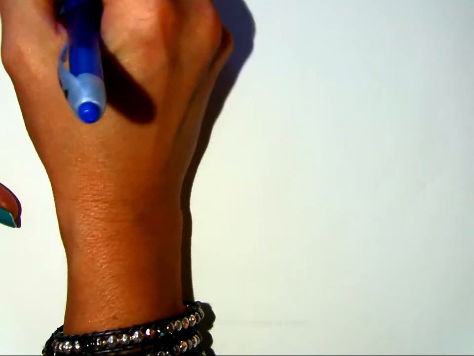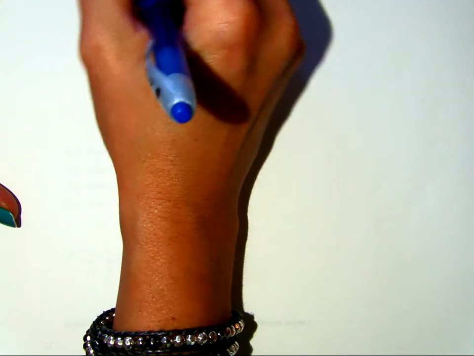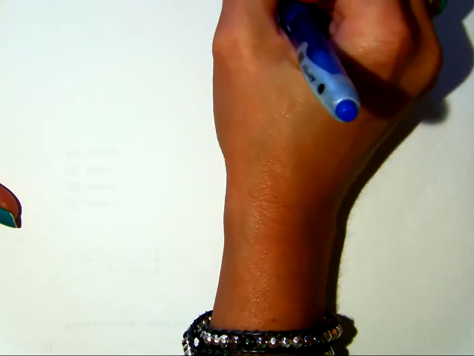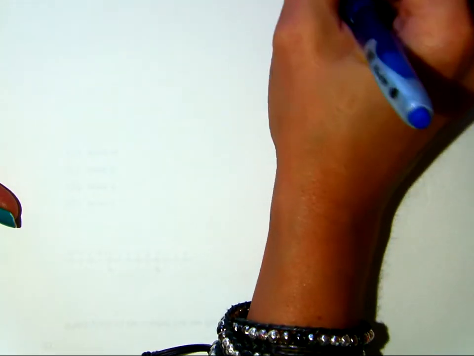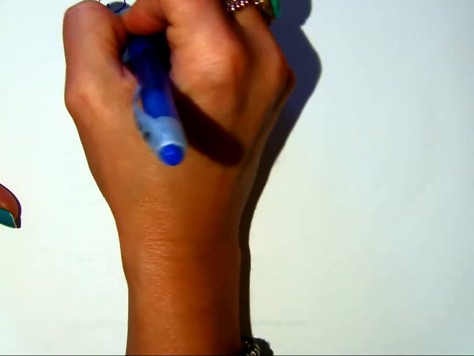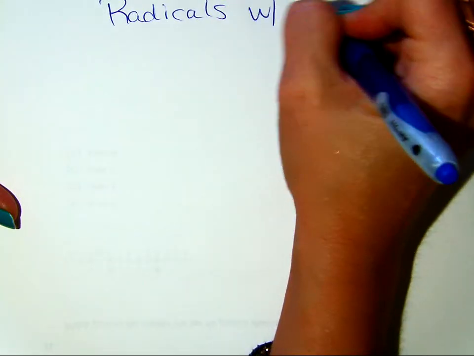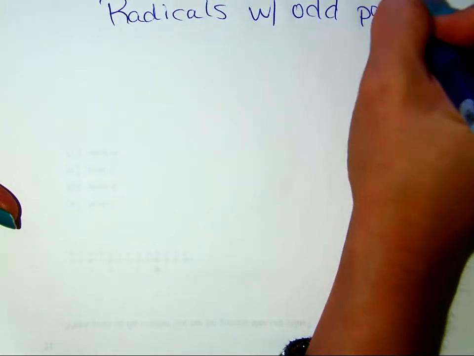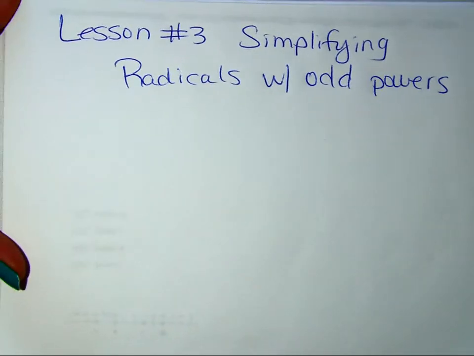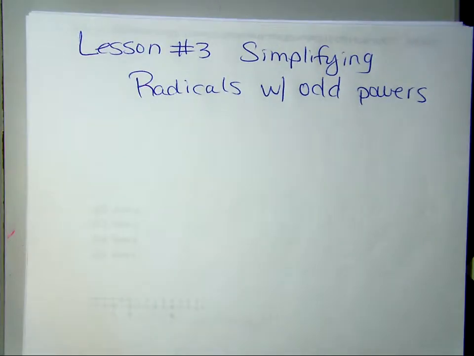So this is radical lesson number 3, simplifying radicals with odd powers today. So yesterday was even. Today is going to be odd powers.